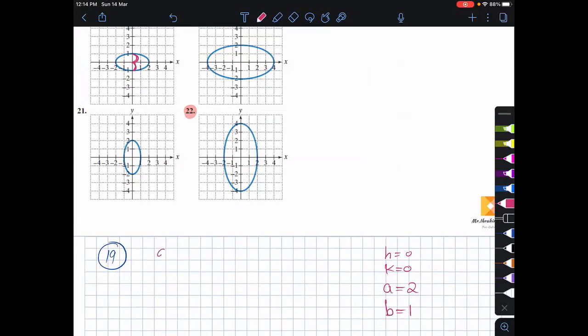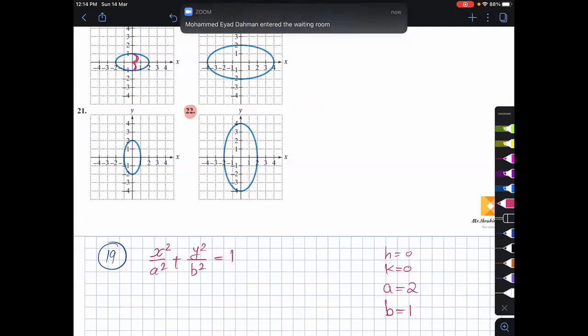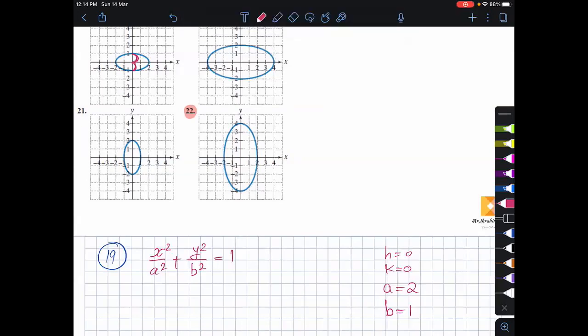And the equation is x squared over a squared plus y squared over b squared equals 1. So x squared over 4 plus y squared over 1 equals 1. So that's it. Okay, next question.